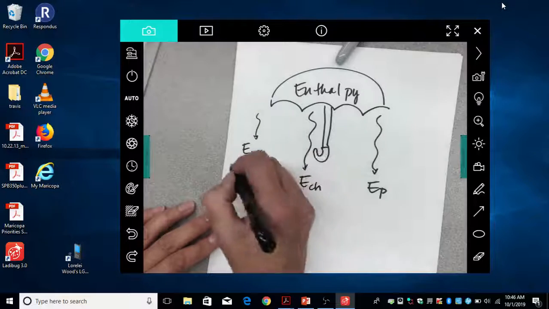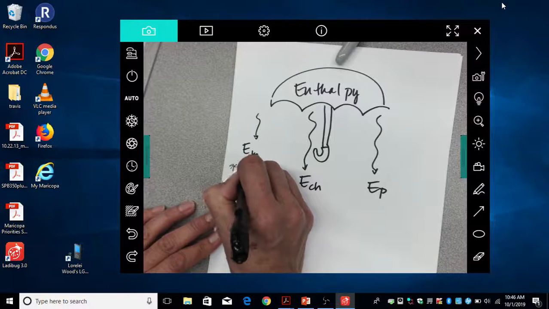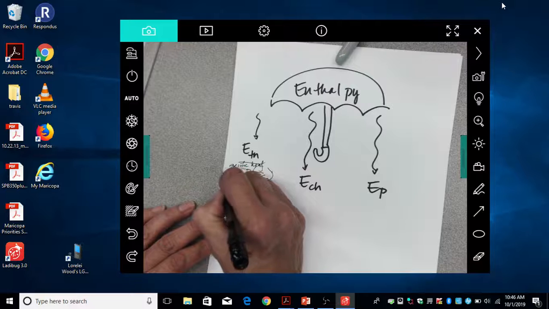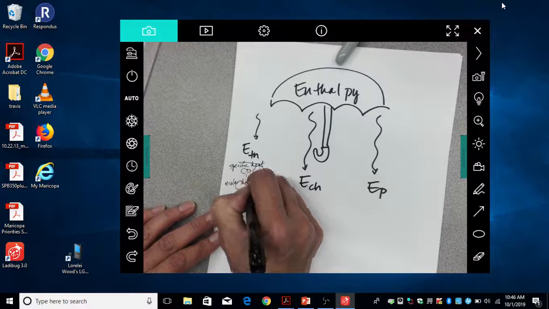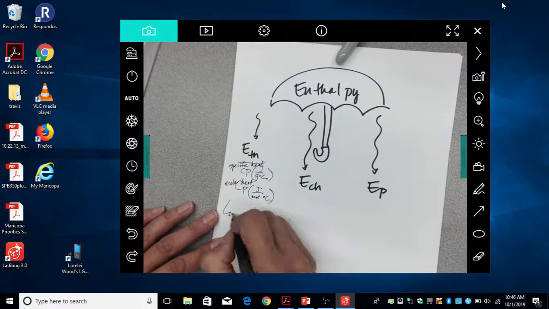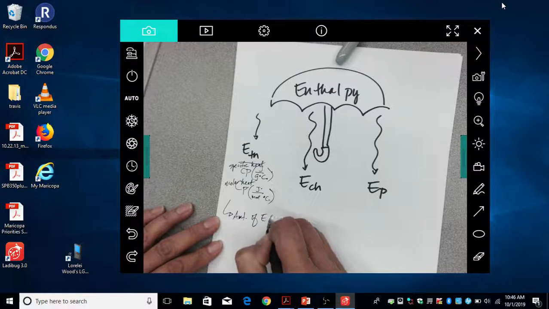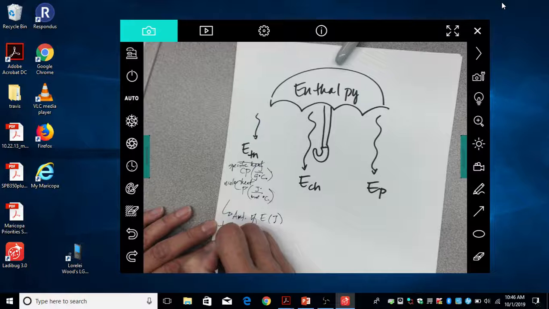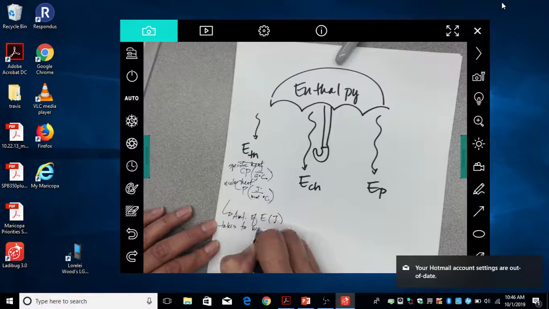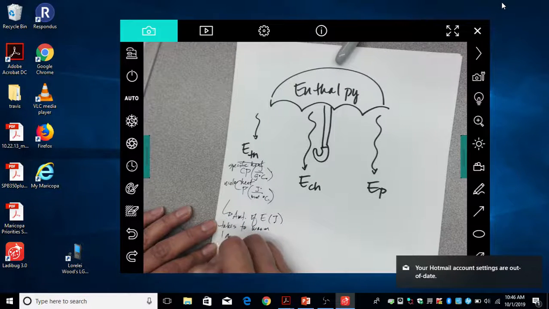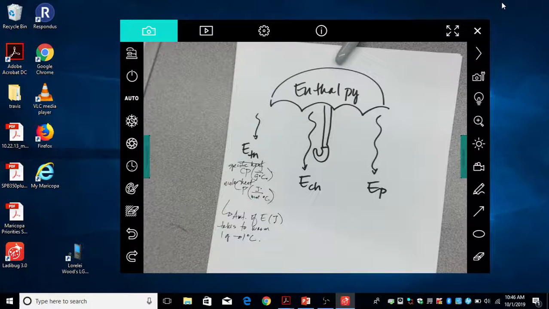So this one is the specific heat capacity, and this is the molar heat capacity. And those describe the amount of energy in joules that it takes to change 1 gram by 1 degree Celsius. Right? All right, that's how you think of those things.